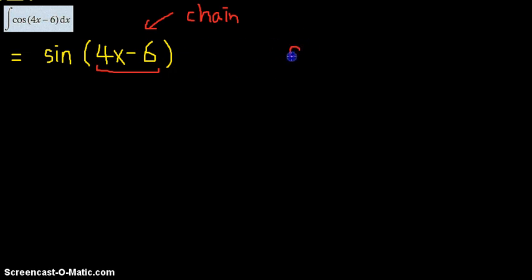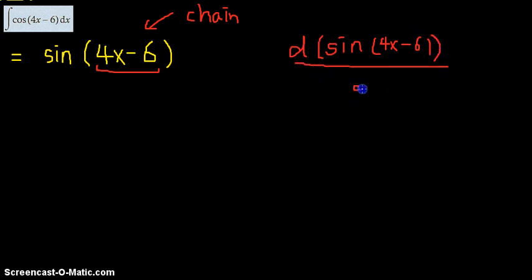So let's do this on the side. I'm going to differentiate sine of 4x minus 6. I'm doing this with the mouse, so I apologize for the bad handwriting, but I hope you guys understand what I'm writing here. Like I said, when I differentiate sine of 4x minus 6, I will get cosine of 4x minus 6. But that's not it. I also have to worry about the linear function.